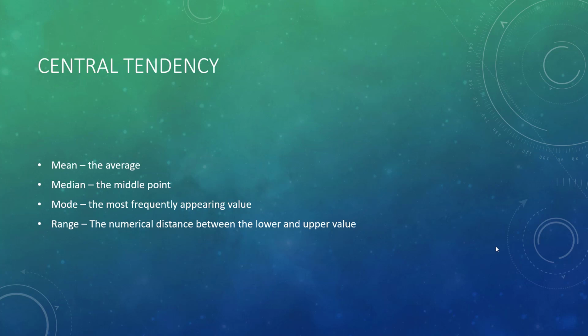The median is the middle point. So if you have 29 values, your 15th value would be the middle point. That would be the median, no matter what it is.